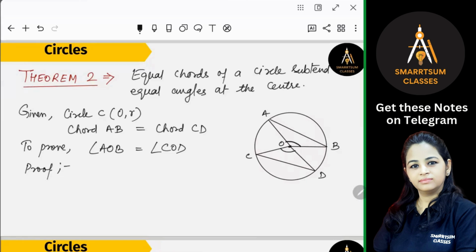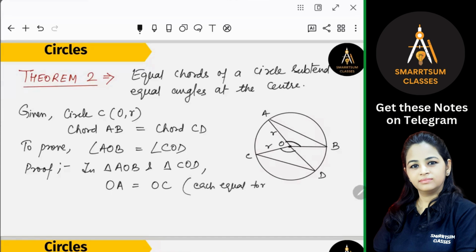Now look at these two triangles, triangle AOB and triangle COD. So consider these two triangles. What we have here: OA is equal to OC, yes or no? Why? Because both are the radii of the circle, so both have the same length. This is also R, this is also R, the radius of the circle. We can have an infinite number of radii in the circle and all are equal in length. So OA will be equal to OC, each equal to R.